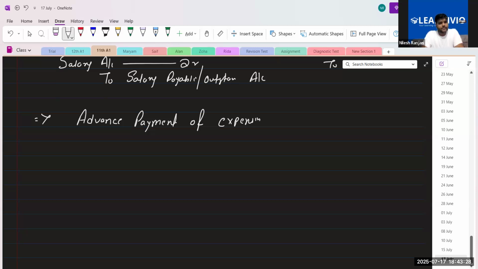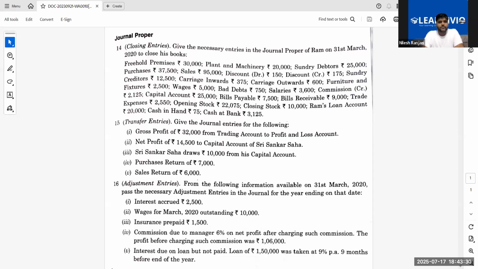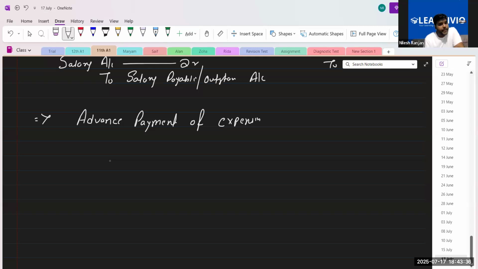Yes, sir. So that's why, if there is advance payment of expenses, let's say salary we have paid, so paid means cash is going. So to cash account. And on the debit side, it will be advance salary or prepaid salary. Okay.